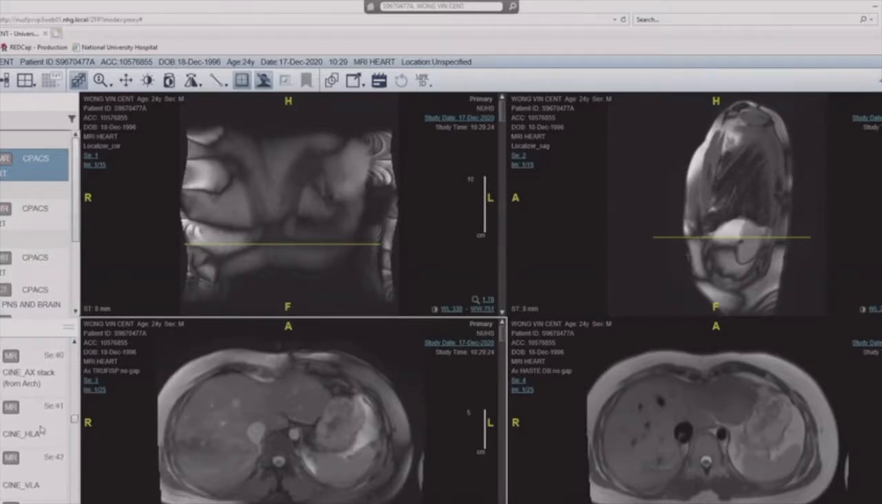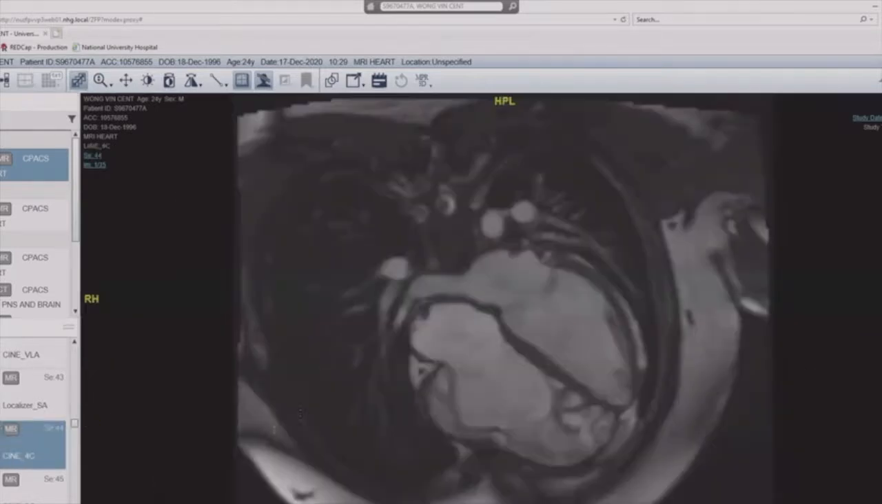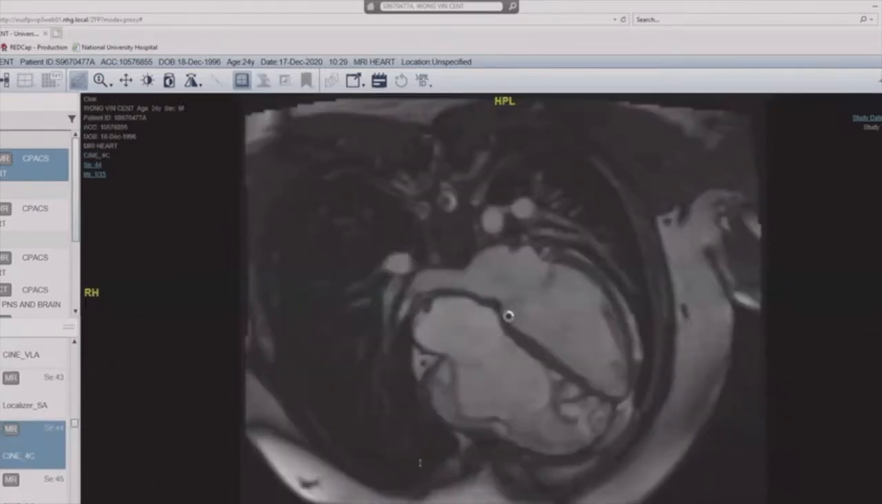Now, I can't clip all these images onto the presentation slide because if I were to show you the cine movement, I don't seem to be able to save this into the PowerPoint slide.